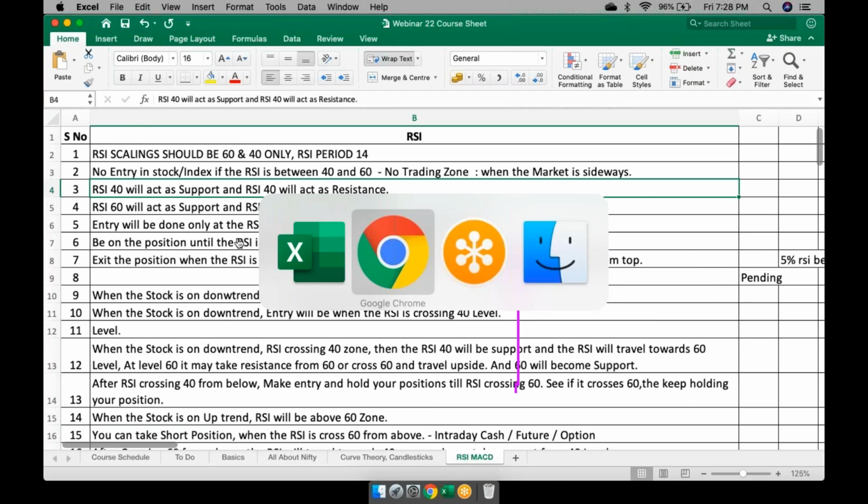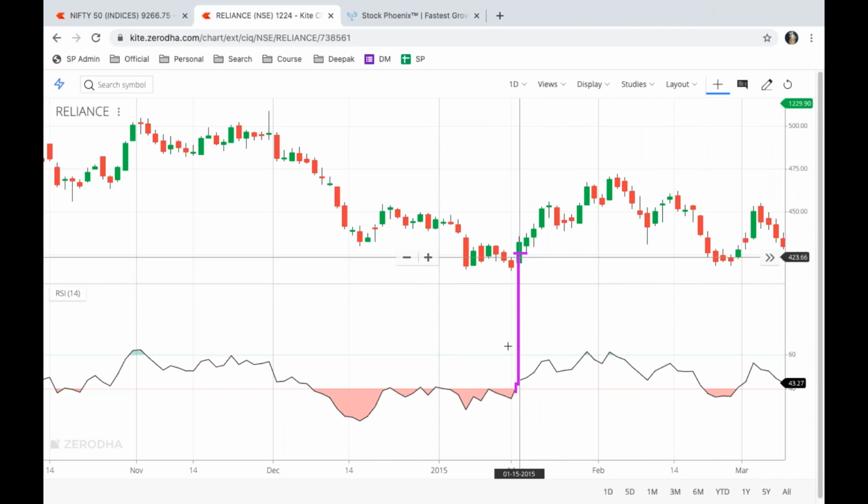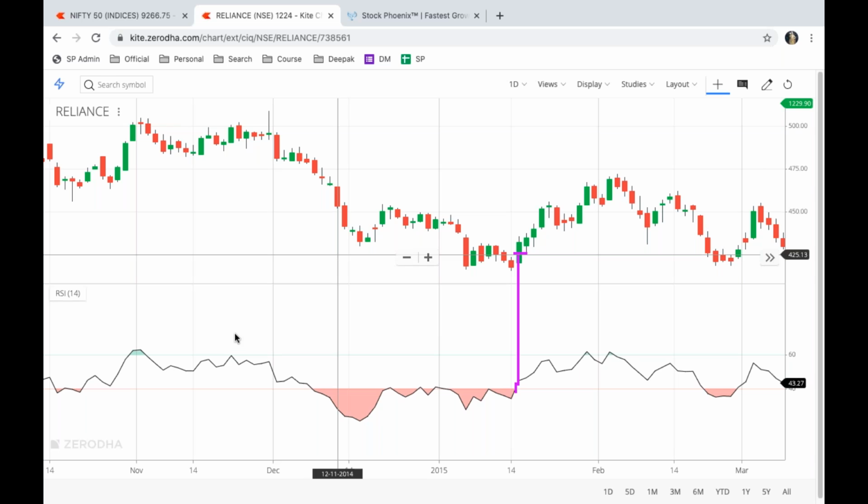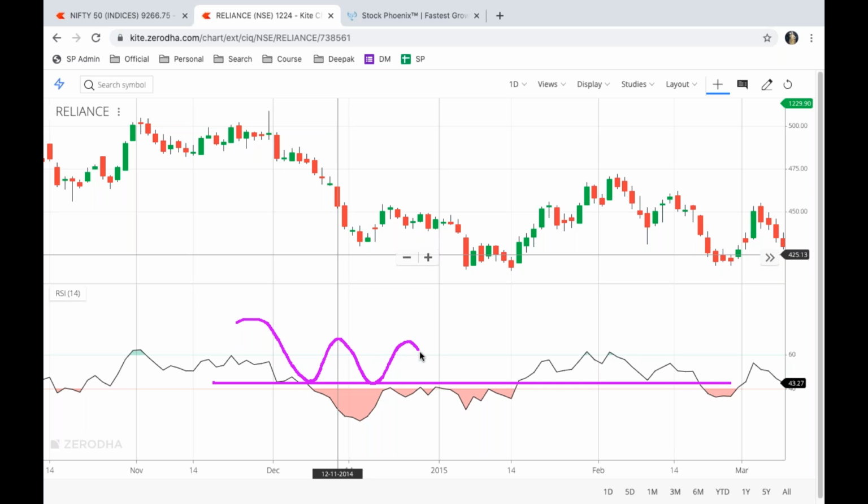Coming back. So RSI, this is the place we will make an entry. RSI 40 will act as a support. Say, for example, if this is the RSI 40 line, let me draw it one more time. When the RSI is touching here, it will take a support. If it is breaking the support and coming down, it will act as a resistance. It will not allow the stock or market, that is the index, to go up so easily.